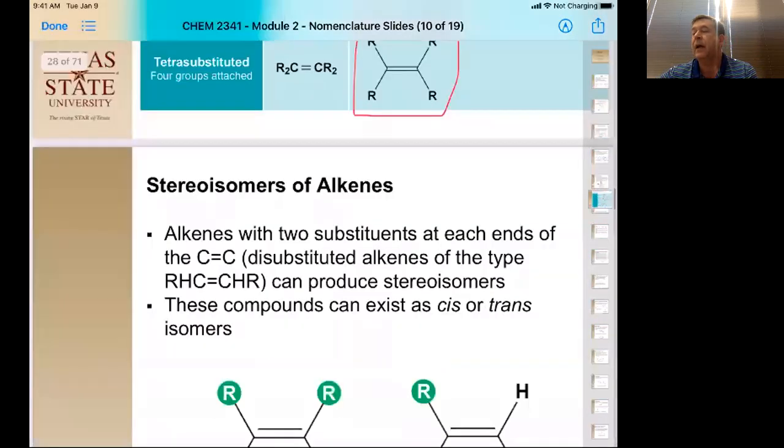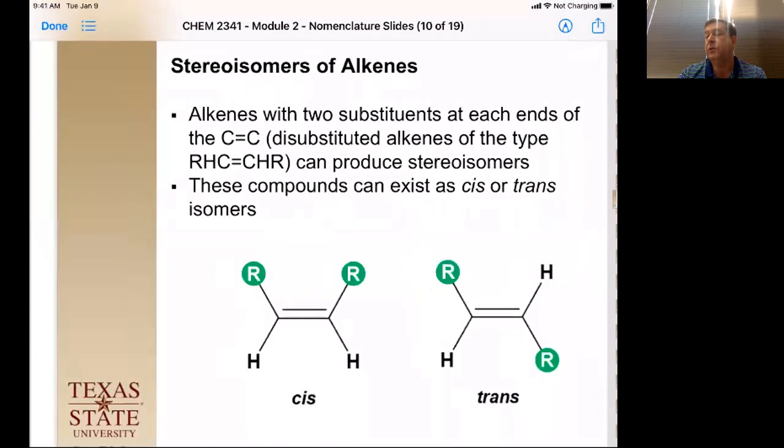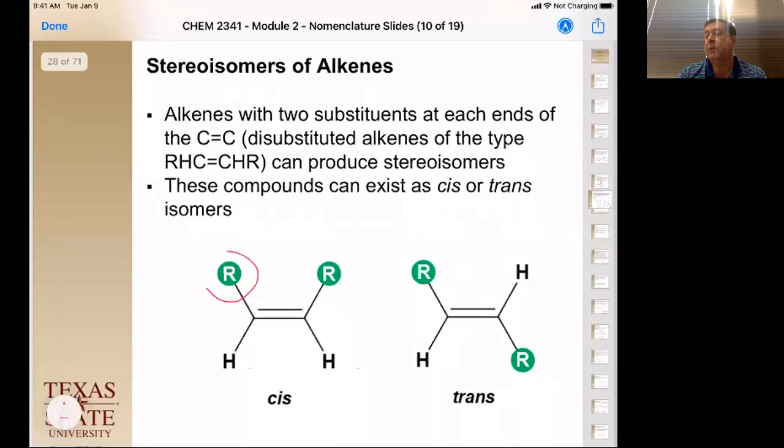Now I said there's no free rotation around that double bond. So that means we have to be very specific about how we name it. So we have 2 different ways of naming it. If you only have 2 substituents or 2 of the exact same substituents, you can use what we call the cis-trans nomenclature right here. So in this case here, we have 2 groups, preferably the same group, that are our groups here.